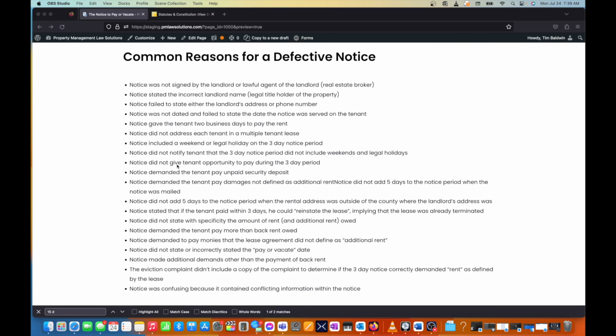Before we get into some of the details here, just pause the video and read over the common reasons for a defective notice. This is very important to understand because a defective notice could render an eviction defective, so we would lose an eviction if the notice is defective. Read the list here so you can familiarize yourself with courts' decisions on defective notices.